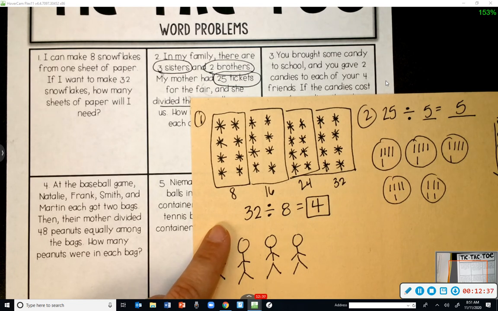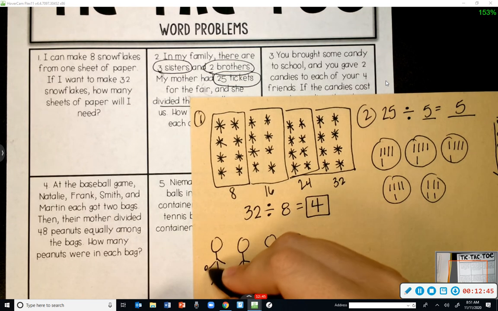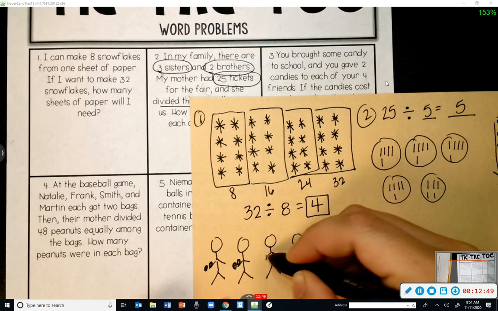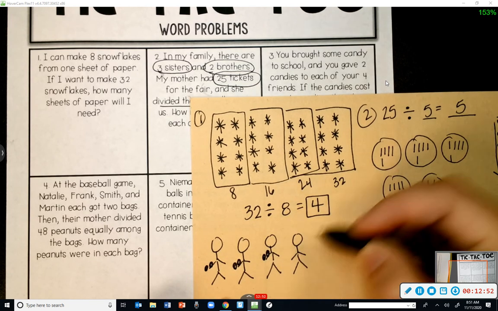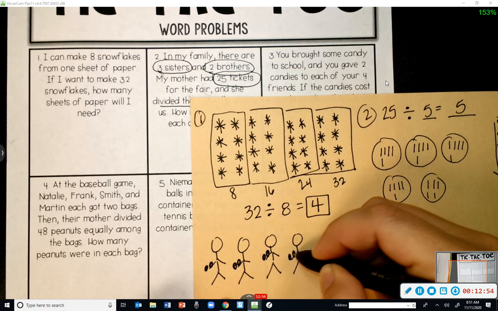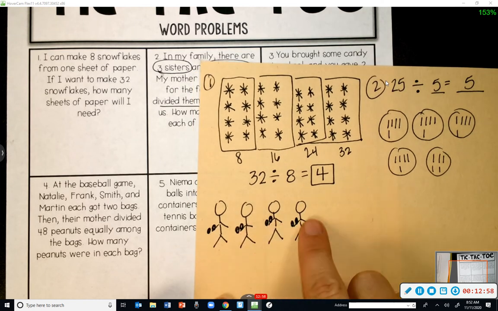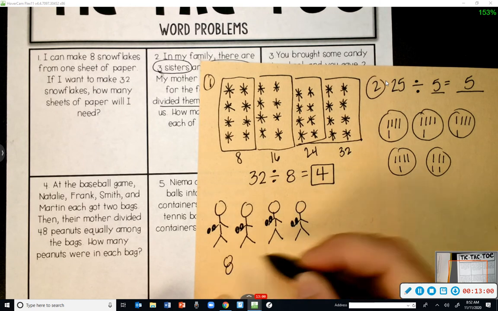Yes. So, Evangeline, what would I do with my people? Give them each 2 pieces of candy, right? So, one friend has 2, another friend has 2, friend 3 has 2, and friend 4 has 2. So how many pieces of candy is that? 8. 2, 4, 6, 8. So I have 8 pieces of candy.